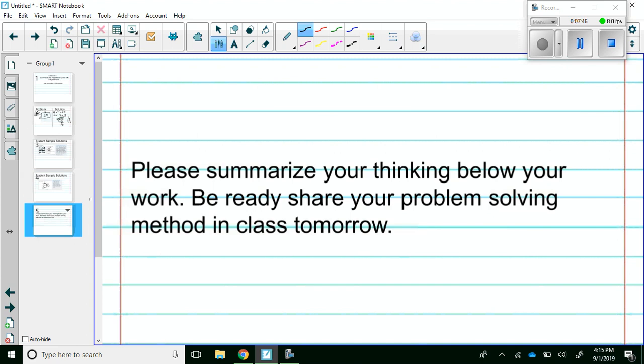Next, I want you to think about how you solved the problem. Did you solve it similar to me or one of the other students, or did you have a completely different way to solve it? Make sure you write your summary in sentences in your math notebook and be ready to share your thinking tomorrow.